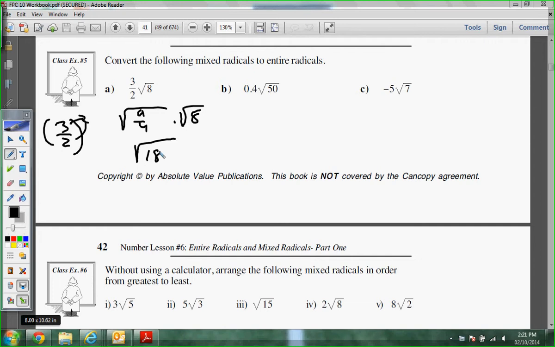Got it? Okay, I'm going to square 0.4. That's going to give me 0.16. I'm going to times that by 50. 50 times 0.16. That's going to give me 8. Just kind of calculator work there in terms of 50 times 0.16.